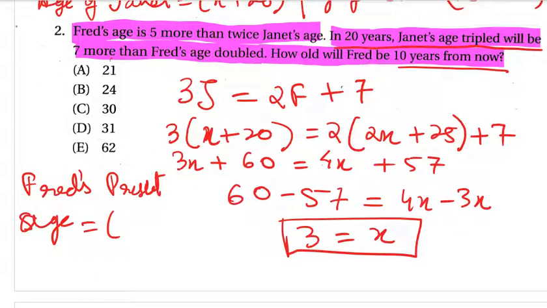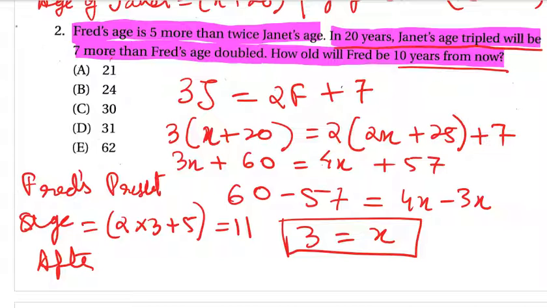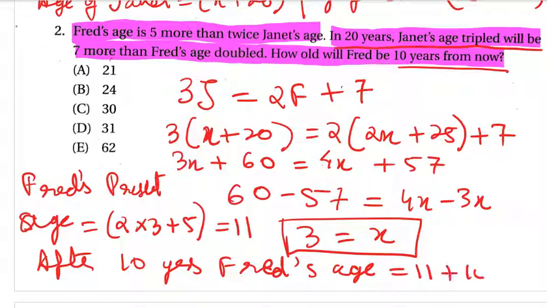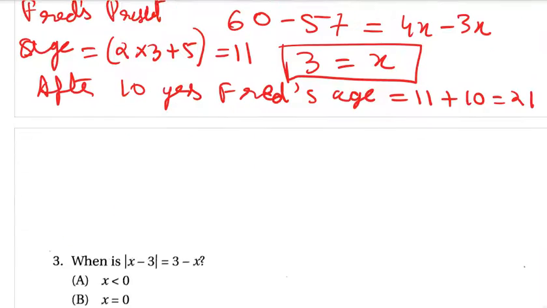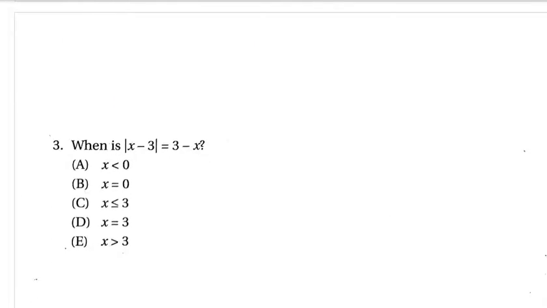So present age is 2 into 3 plus 5, that is 3 2s are 6 plus 5, that is 11. Now after 10 years Fred's age will be 11 plus 10, 21. So here is your answer. Alright, so I hope you have understood this question. Very simple question. Let's move on to our next question.